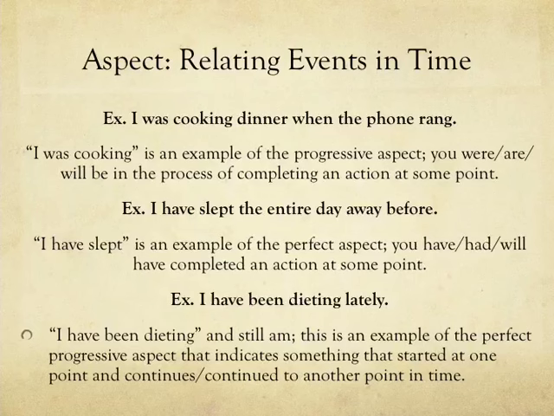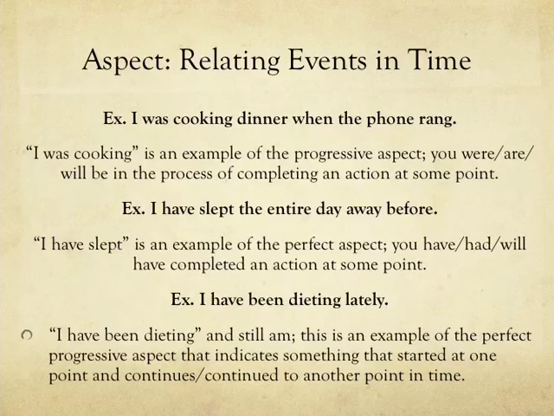Next up, we have I have slept the entire day away. So in this case, the I have slept is an example of the perfect aspect. You have, had, will have completed an action at some point. So notice that when we have the to be verb, we are usually going to be in the progressive aspect. And if we have to have, then we are in the perfect aspect.